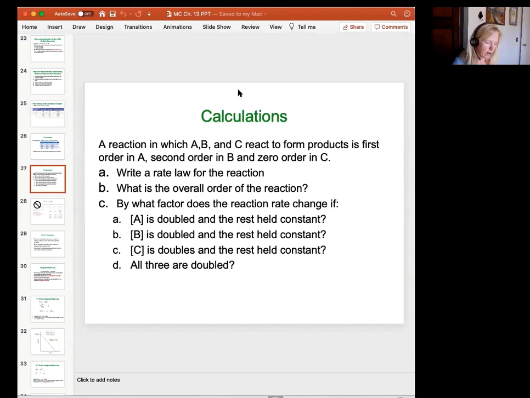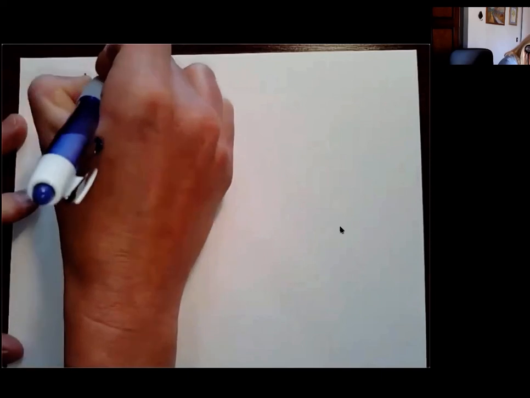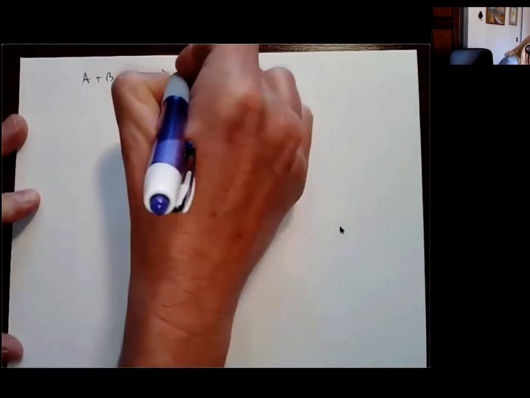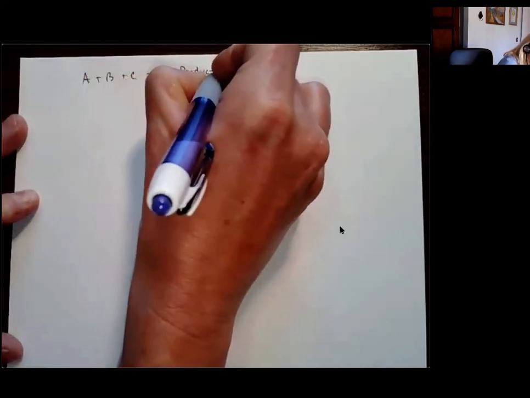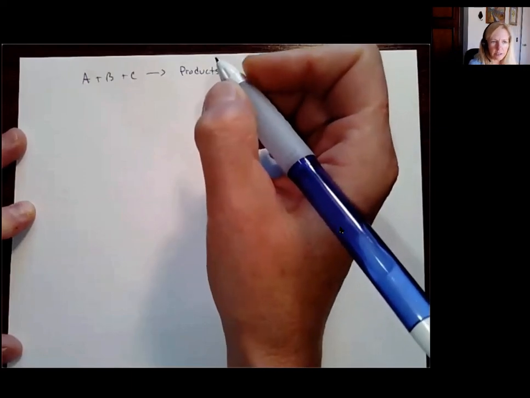If we think about a chemical reaction in which you have 3 reactants, reactant A, reactant B, and reactant C, to form products, and I'm first order in A, second order in B, and 0 order in C. So write the rate law for this reaction. If I had A plus B plus C goes to products, and remember, we don't include products in our rate law, only our reactants.